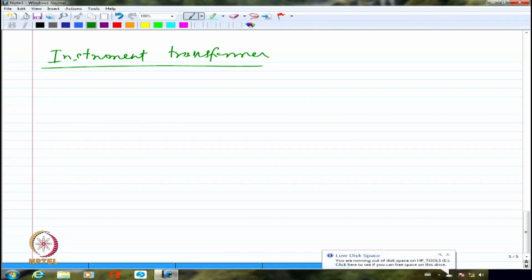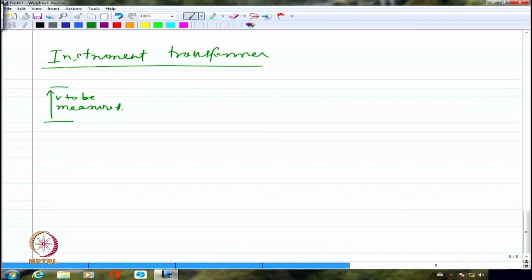But if I am looking at some AC system where I have to measure thousands of kilovolts, I may not have a voltmeter to measure that kind of voltage so easily. So what I am going to do is, let us say these are the two terminals across which I have to measure the voltage. So this is the V to be measured. Now what I am going to do is to connect a potential transformer. I will call this PT, potential transformer or voltage transformer, and I am going to connect it across these two terminals itself.